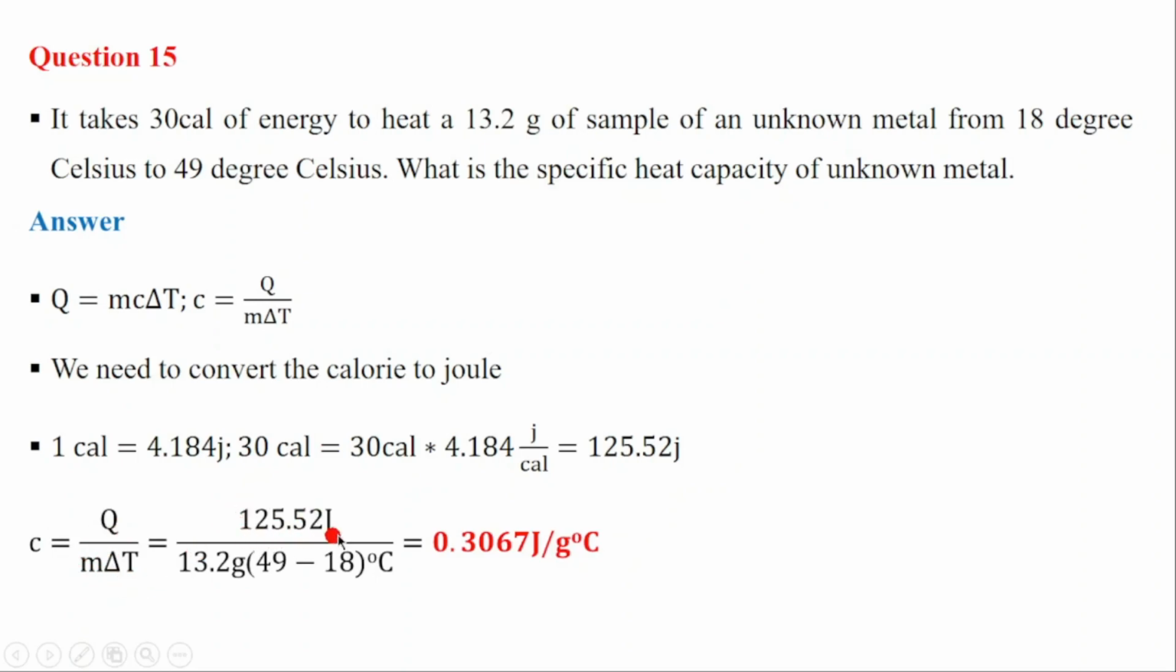Then C will be equal to Q divided by the mass times the change in temperature. The Q, the heat, was calculated as 125.52 joule. This is the 30 calories that we have converted to joule. Dividing by the mass, which was given as 13.2 gram, times the change in temperature, 49 minus 18 degrees Celsius. Then you will get the specific heat capacity, which is equal to 0.3067 joule per gram degrees Celsius.